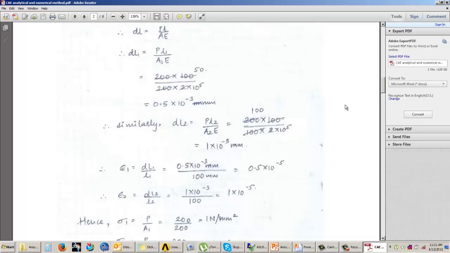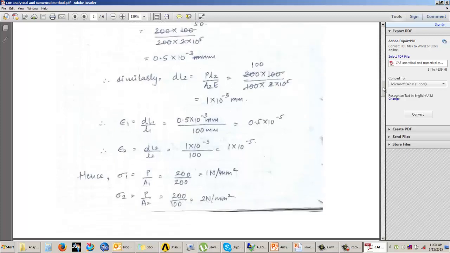Now we have the change in length in the first bar and the second bar, so let us calculate the strain. Strain in the first bar is change in length in the first bar upon L1. That gives me 0.5 multiplied by 10 raised to minus 5. It is a unitless quantity. Similarly, strain in the second bar is dL2 upon L2, which is 1 multiplied by 10 raised to minus 3 upon 100, which is equal to 1 into 10 raised to minus 5.